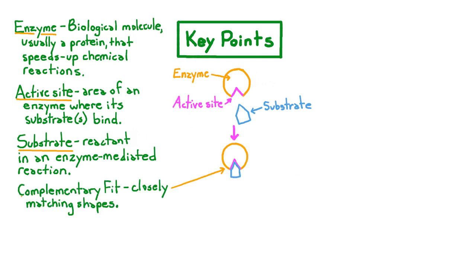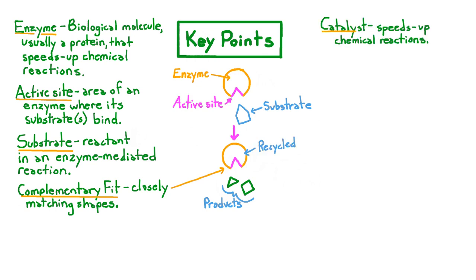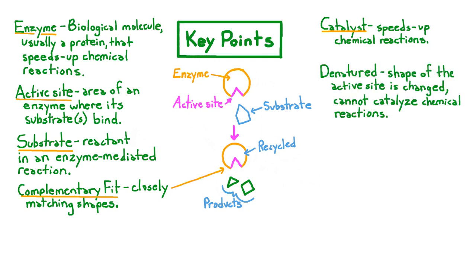The closely matching shapes of the active site and the substrate is called a complementary fit. The complementary fit lowers the energy requirement for the chemical reaction to take place. The resulting products are released from the enzyme, and the active site is open for more and more reactions. Catalysts speed up chemical reactions, and enzymes are biological catalysts. When an enzyme doesn't work anymore because the shape of its active site is changed, it's said to be denatured.